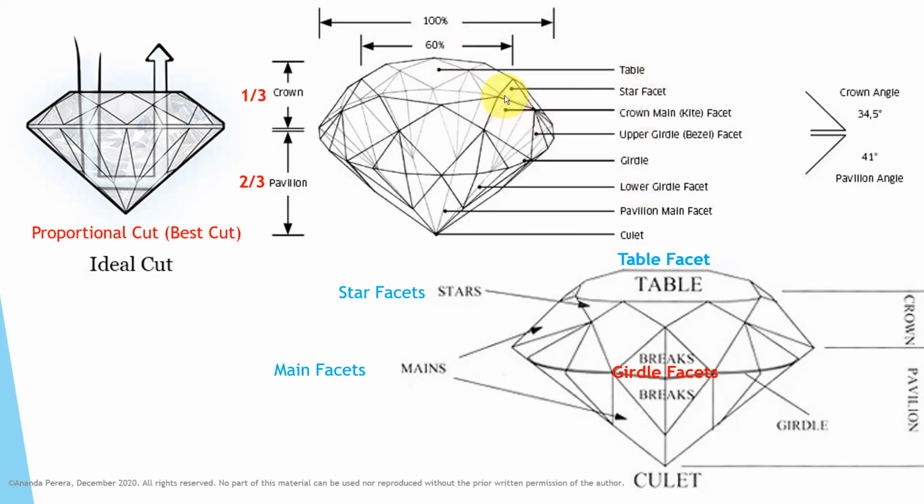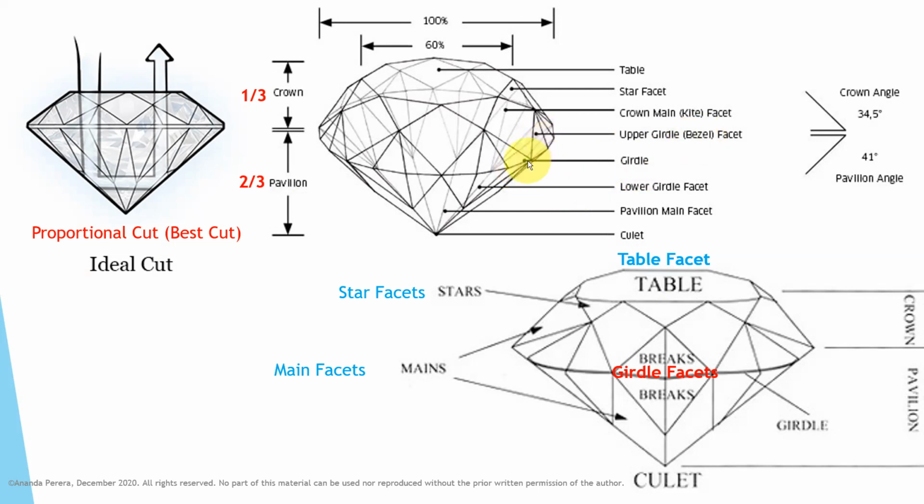Star facets, triangle-like facets. Crown main facet, this is like a kite. This facet is called the main facet. These are the triangle shape. Both twin triangle shapes are here. Those are upper girdle facets. Another name for girdle is bezel.